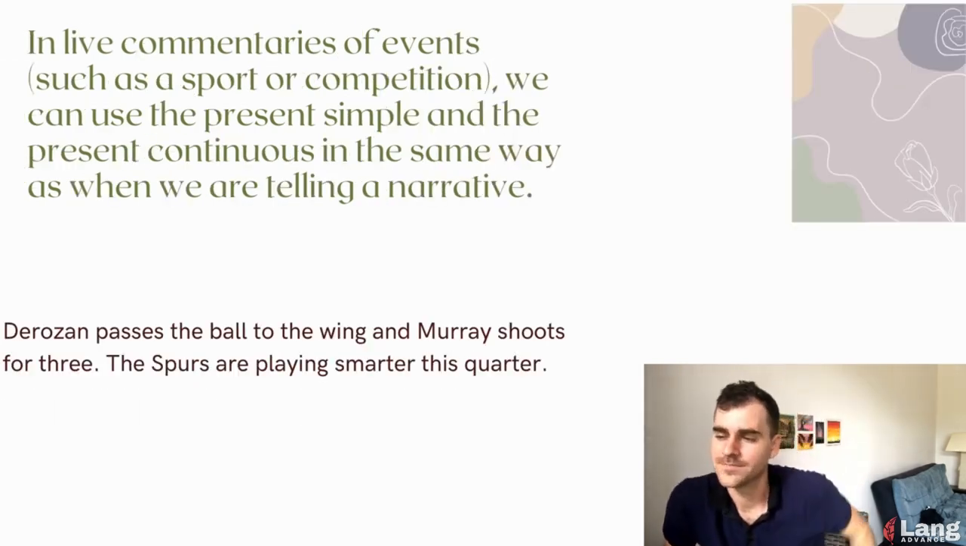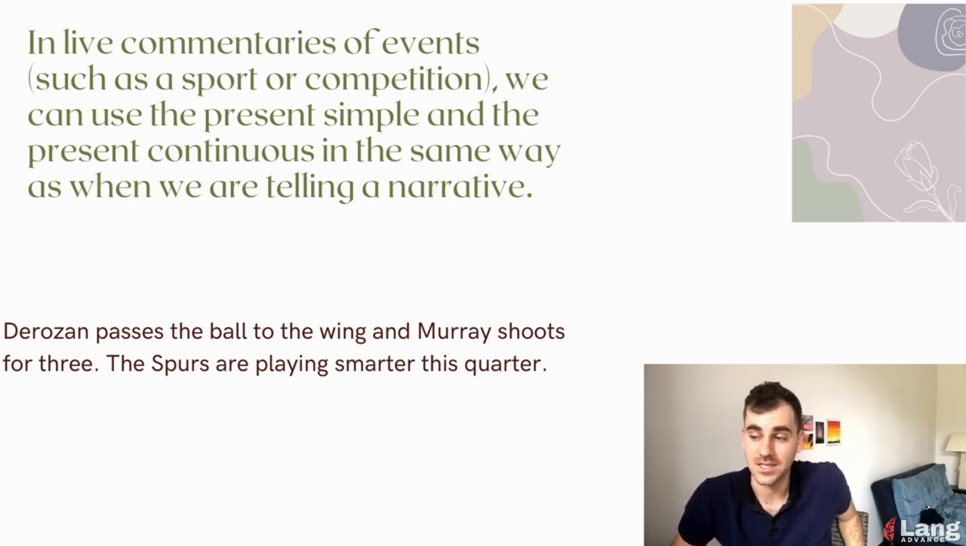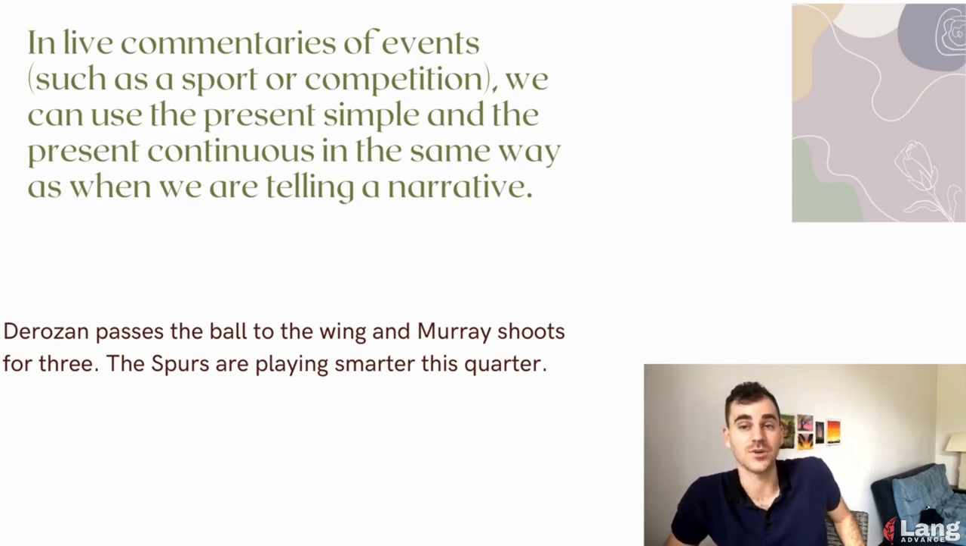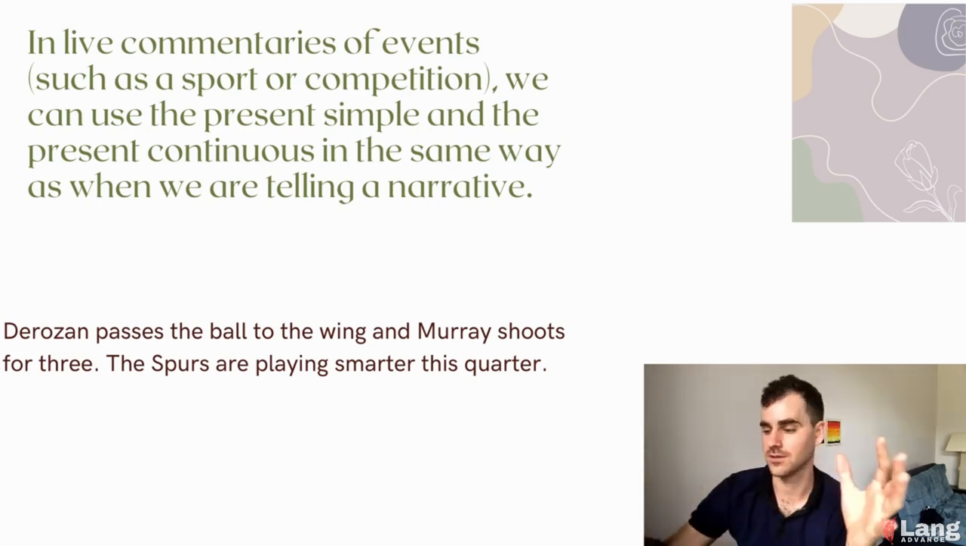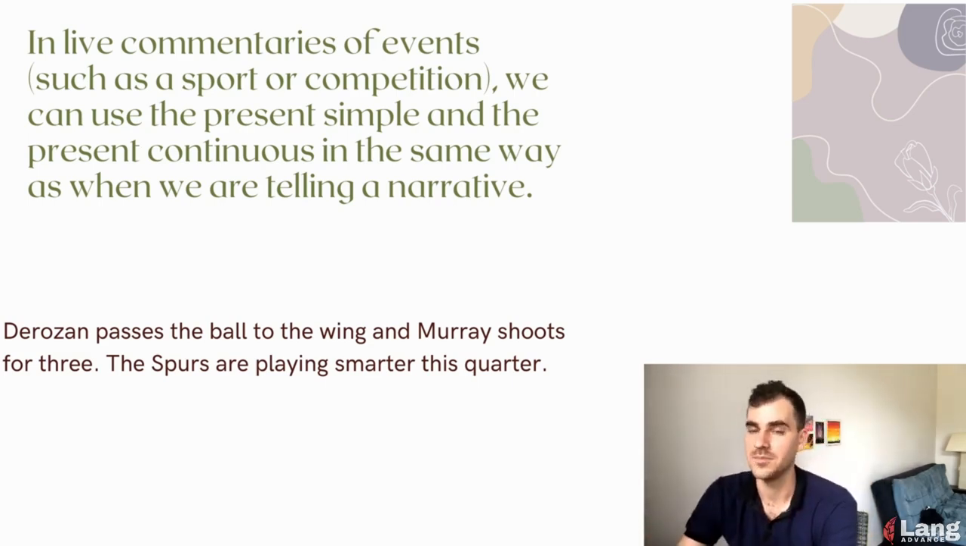The next rule: in live commentaries of events, such as a sport or competition, we can use the present simple and the present continuous in the same way as when we are telling a narrative or a story. This is a commentary describing a basketball game. DeRozan passes the ball to the wing and Murray shoots for 3. The Spurs are playing smarter this quarter. So we use playing, they are playing, because we're talking about the entire background of this story, the quarter. In basketball, a quarter is 12 minutes. There's 4 quarters in the game. So in this quarter, they are playing smarter.